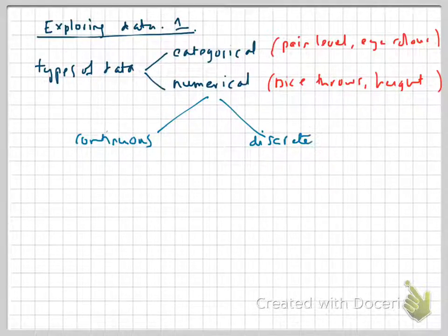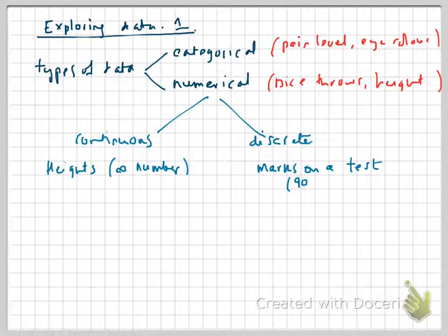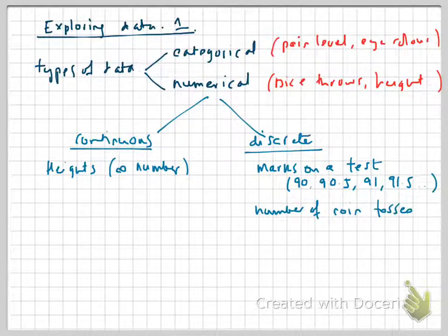Now with numerical, there's a further two types of numerical data. You have continuous and discrete. With continuous data, there's an infinite number of possible outcomes. So with height, the level of accuracy can go on indefinitely. For example, think about how a plant grows. It doesn't grow in fixed increments. It grows very gradually, and it's continuous. The data is spread.